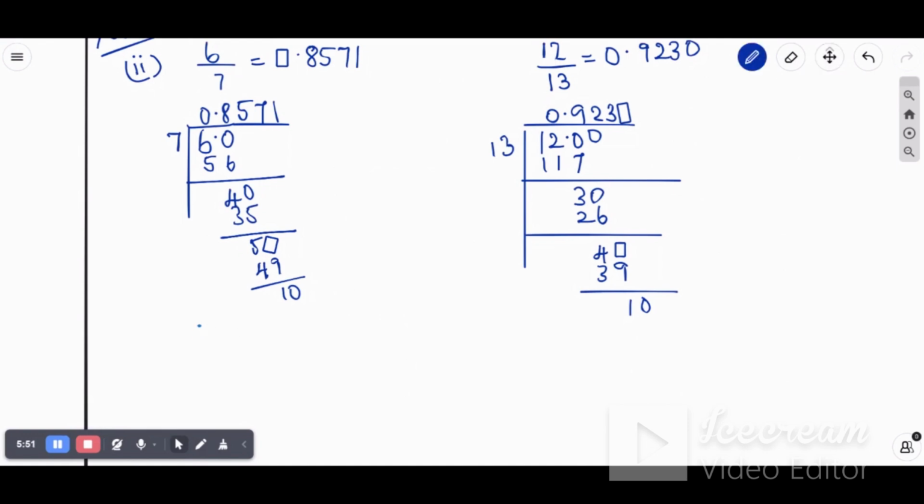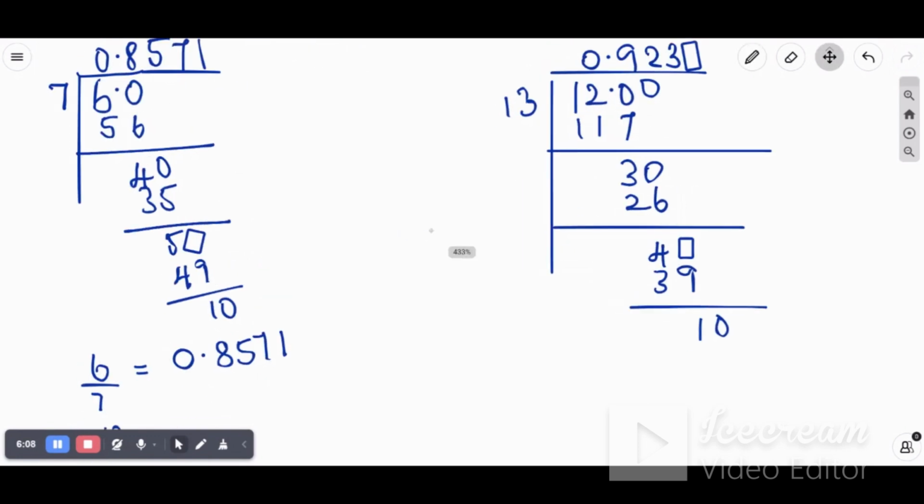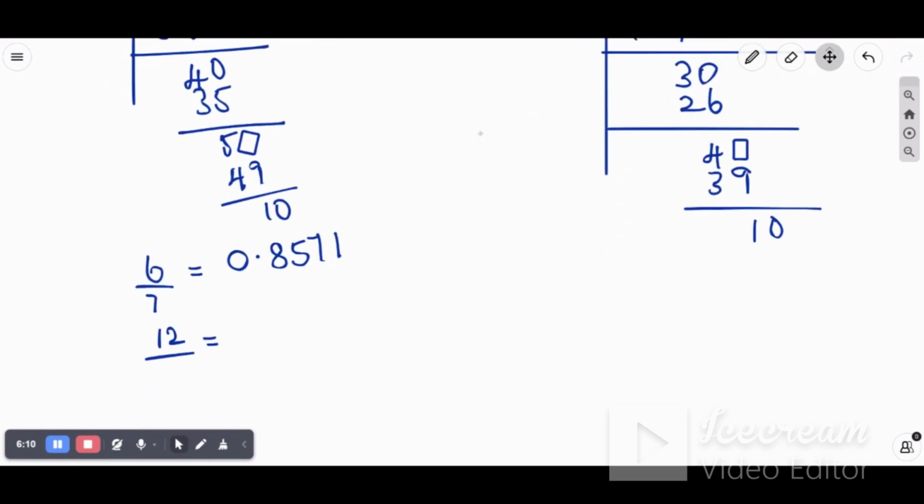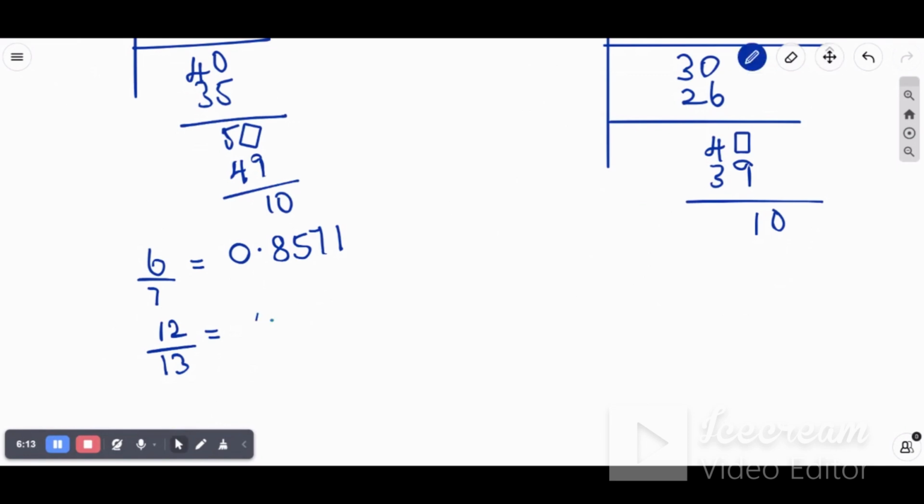So our 6 by 7 and our 12 by 13. We have to write two irrational numbers between these two. This is our question. So let me write the decimal forms. 0.8571 and, let me zoom in, 0.9230. This goes on and this also goes on. We have to write decimals between these two. This is starting with 8 and this is starting with 9.